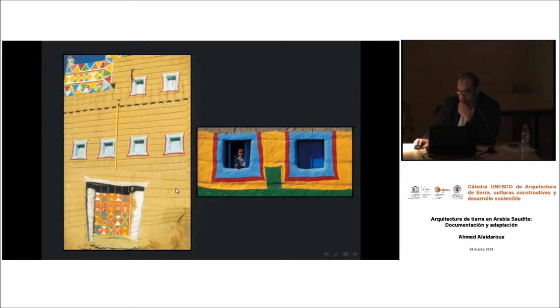Because of the Asir environment and plants, the locals know the colors and use them in their buildings from the plants. So most of the women use this feature to design their houses, and it's originally from Africa and exported in history, but I don't know exactly when.